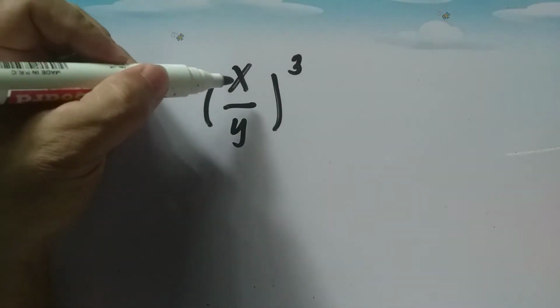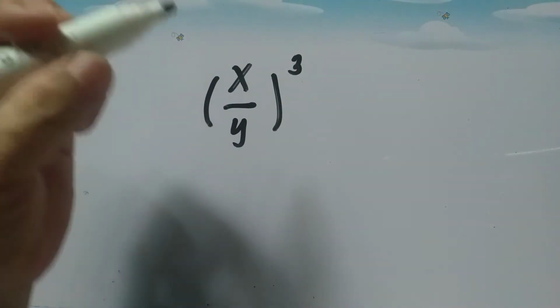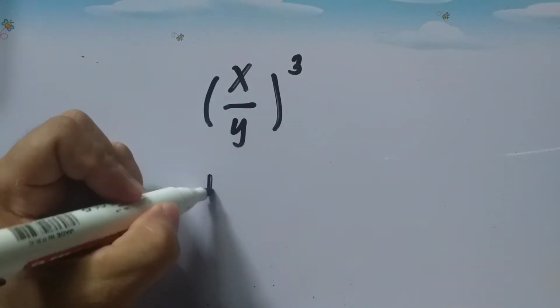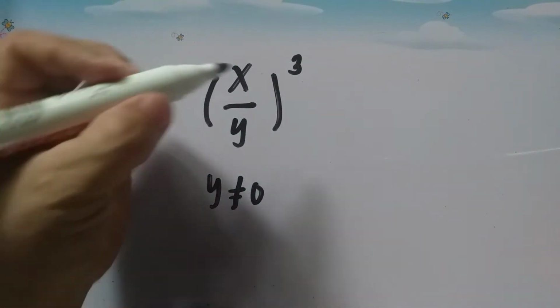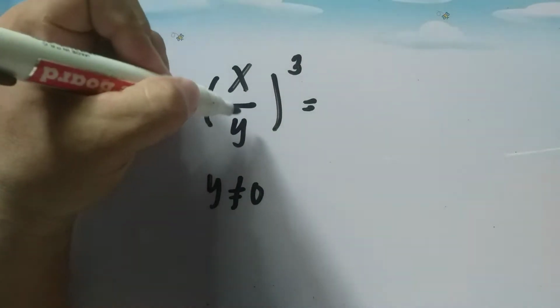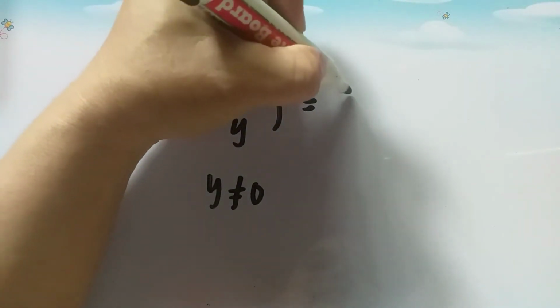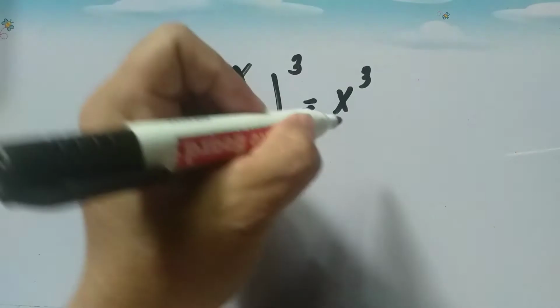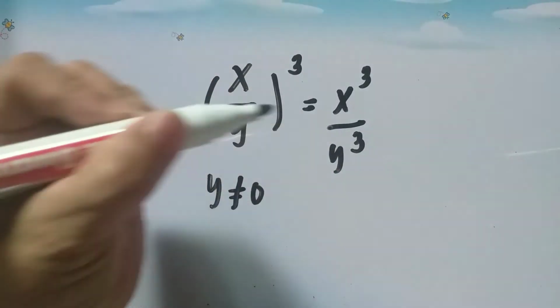Let's have x over y cubed, where y here must not be equal to 0. So x over y cubed is equal to x cubed over y cubed.